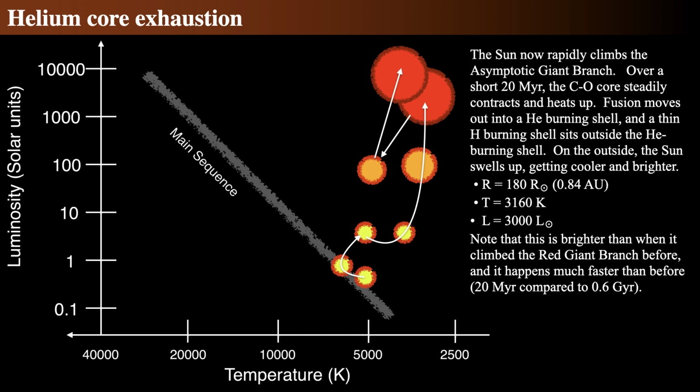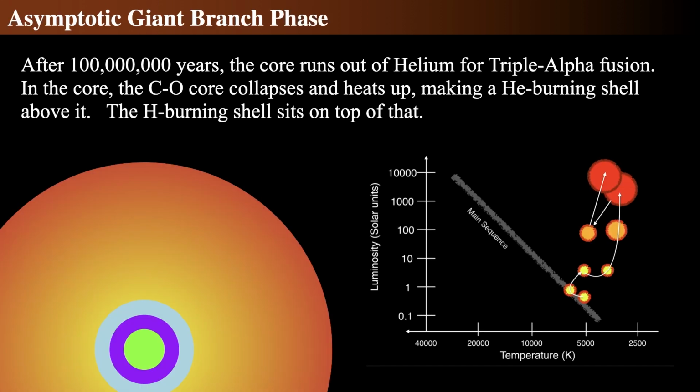And the temperature will again cool off at the surface to 3,200 Kelvin. But the luminosity is much greater. So the high luminosity belies the incredible temperature at the core. So even though the surface temperature is only 3,000 Kelvin, the core temperature is well over 100 million Kelvin. And it's even brighter than it was when it climbed the giant branch before. And again, because it's brighter, it will live a much shorter time span on this stage. All right.